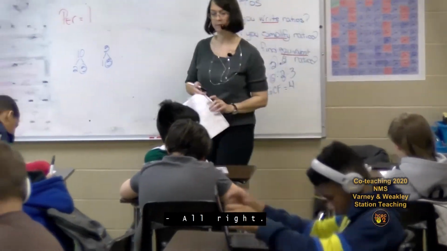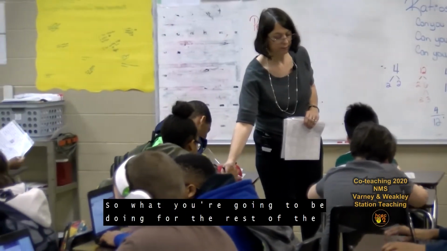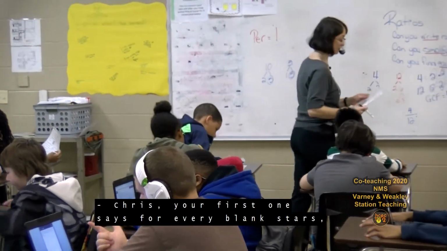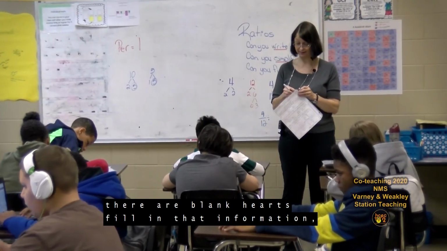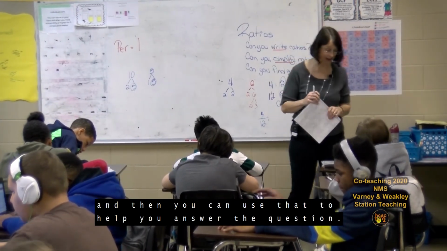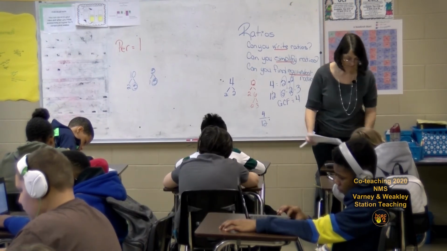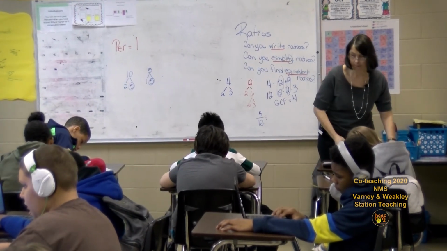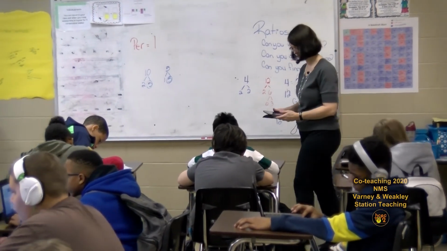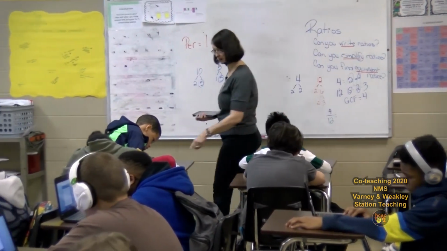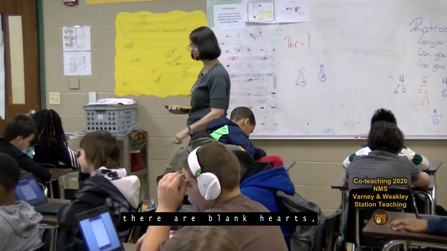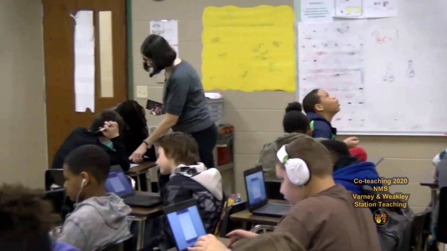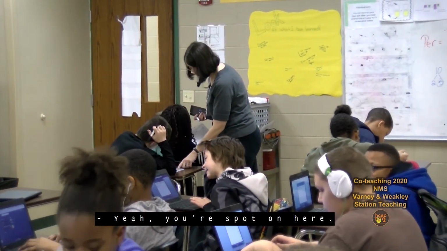All right. So, what you're going to be doing for the rest of the problem. Chris, your first one says for every blank stars, there are blank hearts. So fill in that information, and then you can use that to help you answer the question. By how many you got, figure out how much one costs. You're going to be doing that a lot on this paper. So as long as you can do that, you should be solid. So go ahead and try. Make sure you're working with your partner, see how it goes, and then we'll go from there. So yeah, you're spot on here.